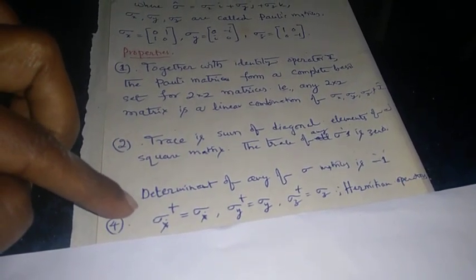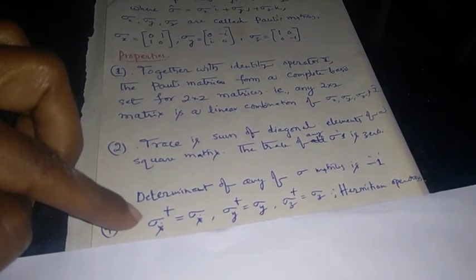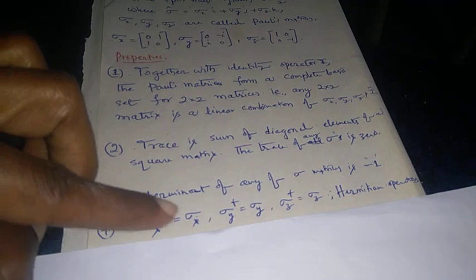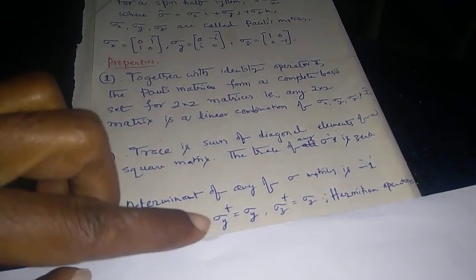And if you compute the Hermitian conjugate of any of the sigma matrices, we see that the Hermitian conjugate will give you the same answer as the original matrices. That means if you take sigma x dagger, it will be sigma x again, and the same thing is the case for other matrices. So therefore we can say that any of the sigma matrices is a Hermitian operator.